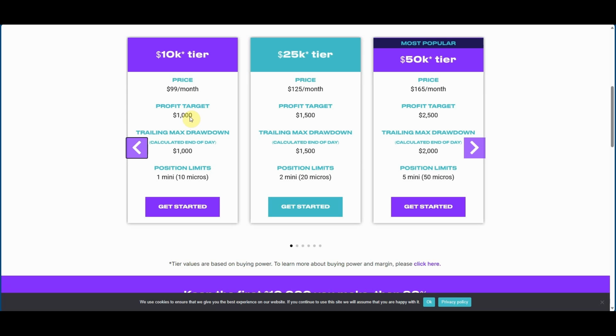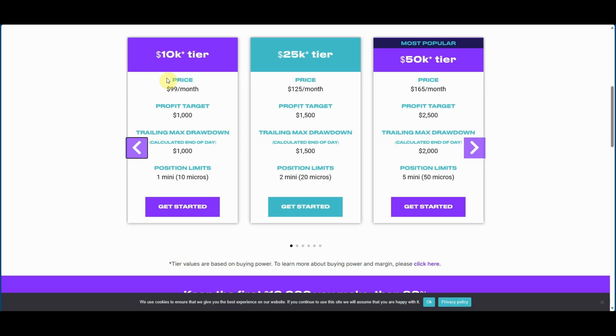So profit target, $1,000, which is basically 10% of the 10k. Trailing max drawdown is again 10% for the day, and you can have up to 10 micros or 1 mini contract in the market at any one time.